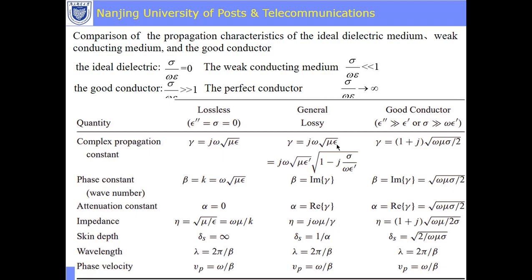So this is the comparison for lossless, for general lossy, and for a good conductor. This is what we have done so far, right? We have discussed all those three cases. These are different quantities like lambda, skin depth, impedance, attenuation constant, phase constant, complex propagation constant. We already discussed all those. This is a table comparing all those three materials which we have done so far.